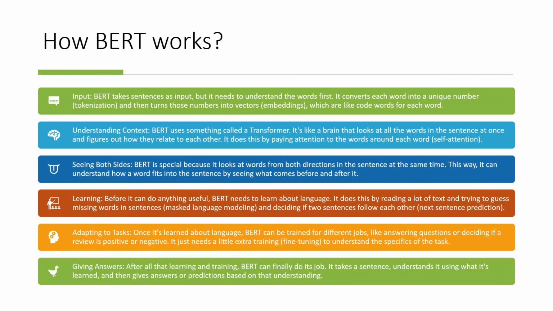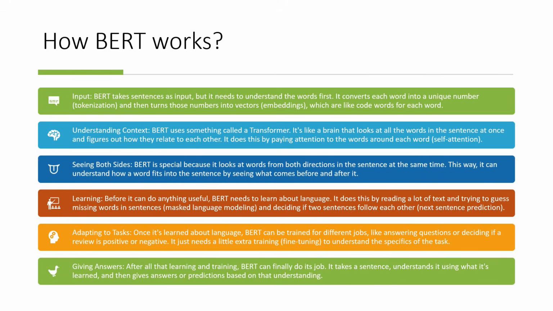Then comes the learning. Before it can do something useful and generate output, it needs to learn about the language. It does it by reading a lot of text and trying to guess the missing words in the sentences. It's called masked language modeling, and then deciding if two sentences follow each other. The next sentence prediction happens here.